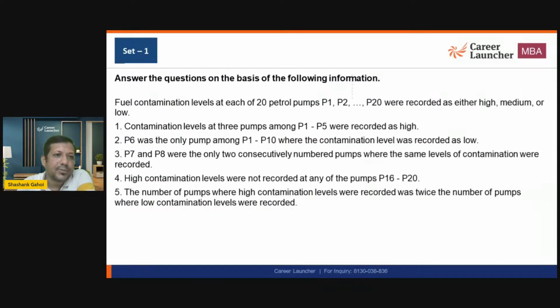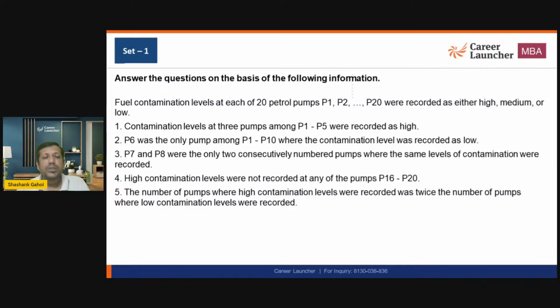So now let's start. This is the first set that we have picked today. Fuel contamination levels at each of 20 petrol pumps, P1, P2, P3 up to P20, were recorded as either high, medium or low. Among P1 to P5, three pumps were recorded as high. P6 was the only pump among P1 to P10 where the contamination level was recorded as low. P7 and P8 were the only two consecutive pumps where the same levels of contamination were recorded. High contamination levels were not recorded at any of the pumps from P16 to P20.